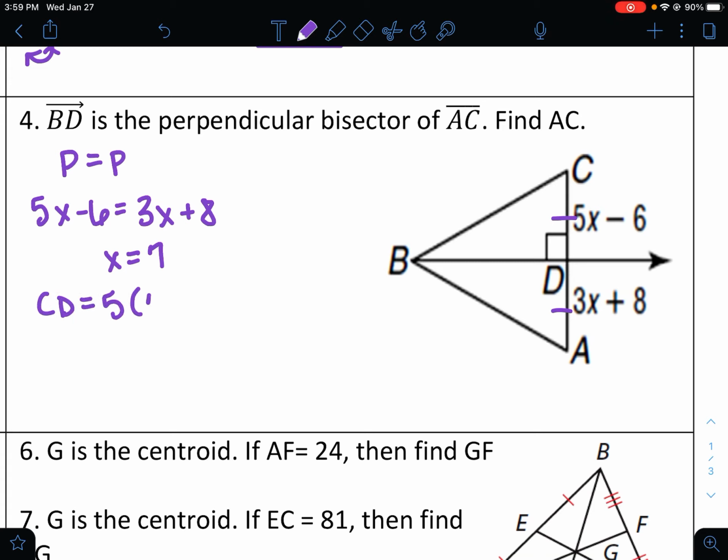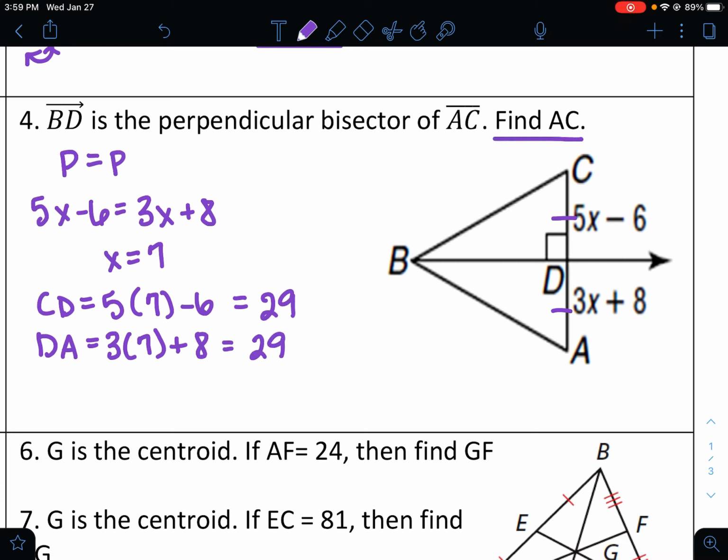CD equals 5 times 7 minus 6, which would be 29. DA or AD, doesn't matter, equals 3 times 7 plus 8, which also equals 29. The question is asking us to find AC, which would be the whole thing. So if this part is 29 and this part is 29, you simply add them together to get AC. And that would be 58.